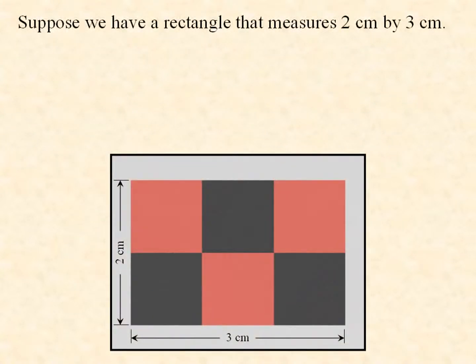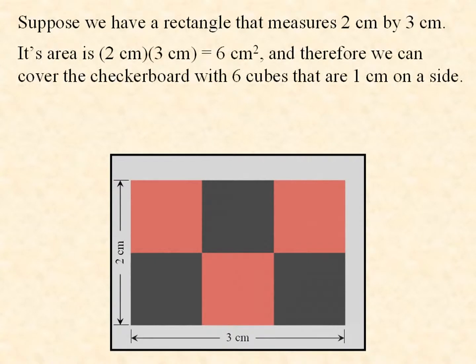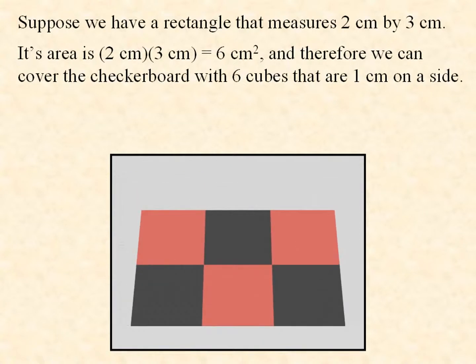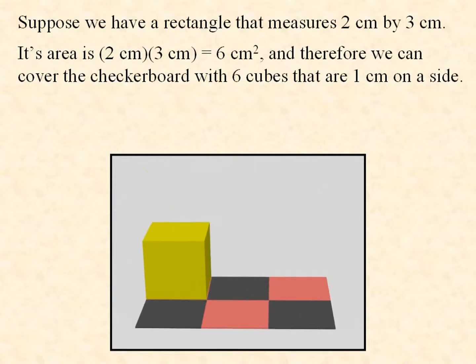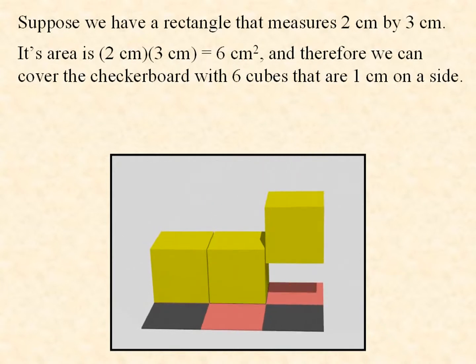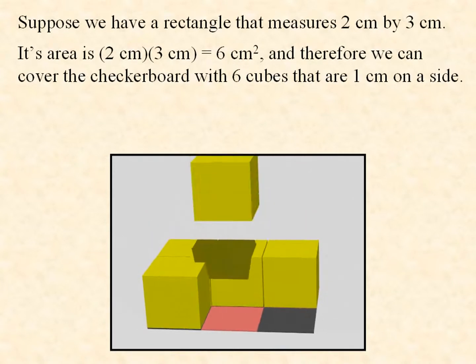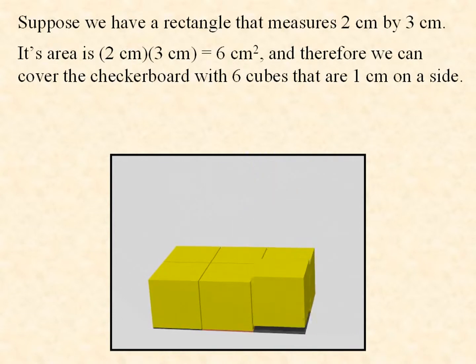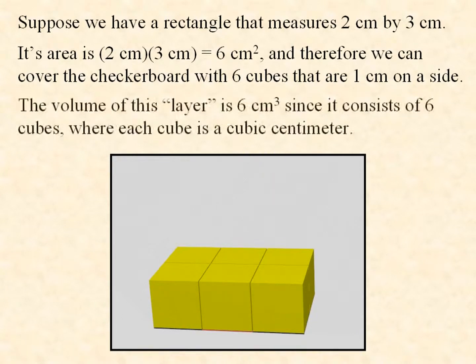Suppose we have a rectangle that measures 2 centimeters by 3 centimeters. Its area is 6 square centimeters, and therefore we can cover the checkerboard with 6 cubes that are 1 centimeter on a side. The volume of this layer is 6 cubic centimeters, since it consists of 6 cubes, where each cube is a cubic centimeter.